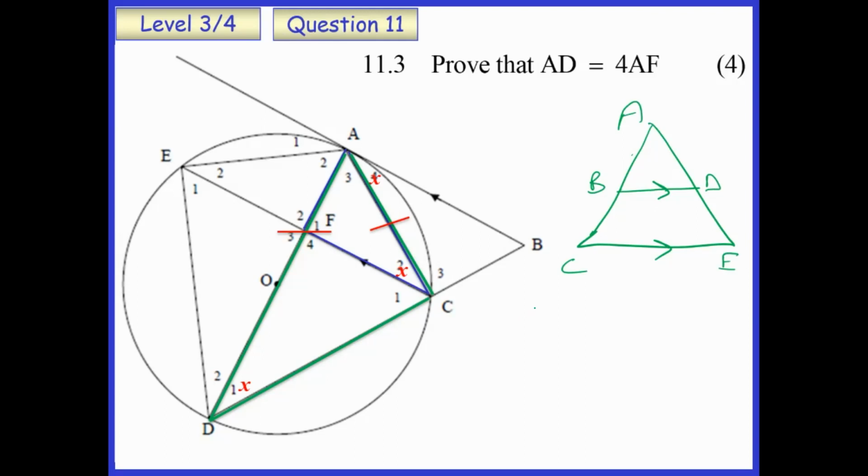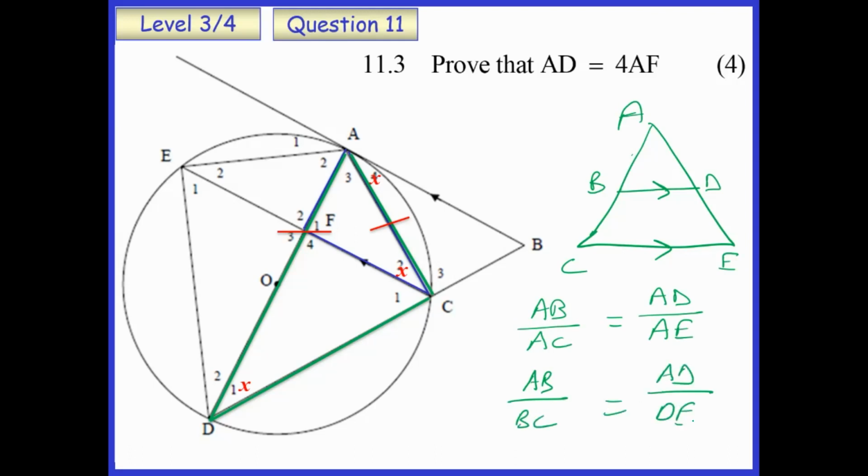It says that AB over AC is equal to AD over AE. So you said AB over AC is equal to AD over AE. Am I right? Yes, sir. What else could this prop intercept theorem have said? It could have said AB over BC is equal to AD over DE.